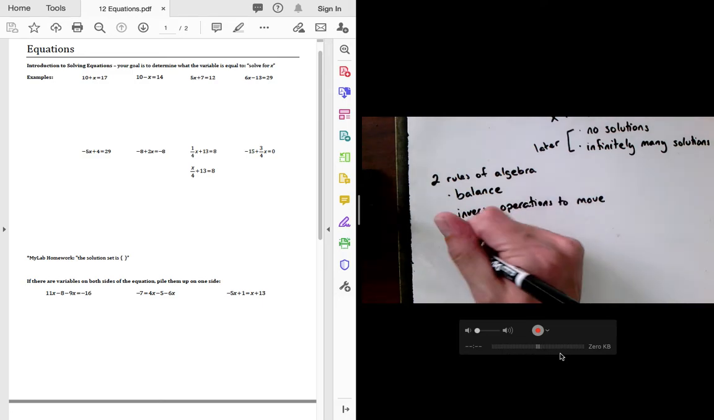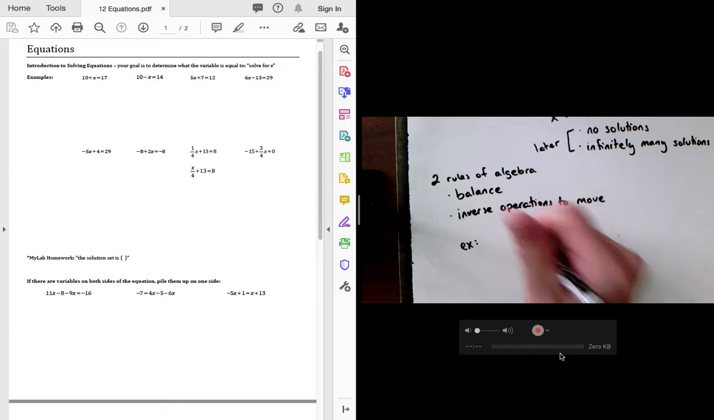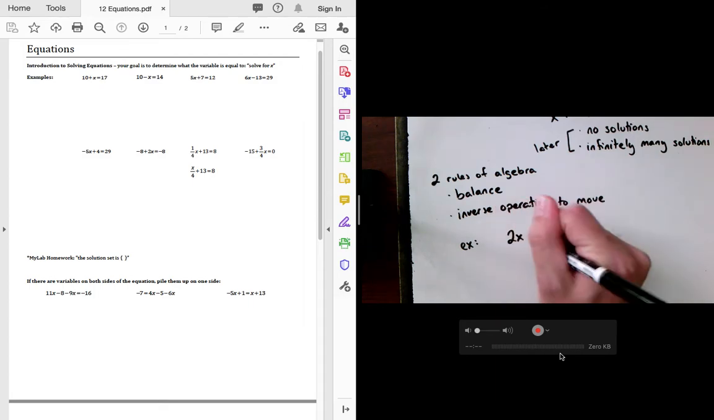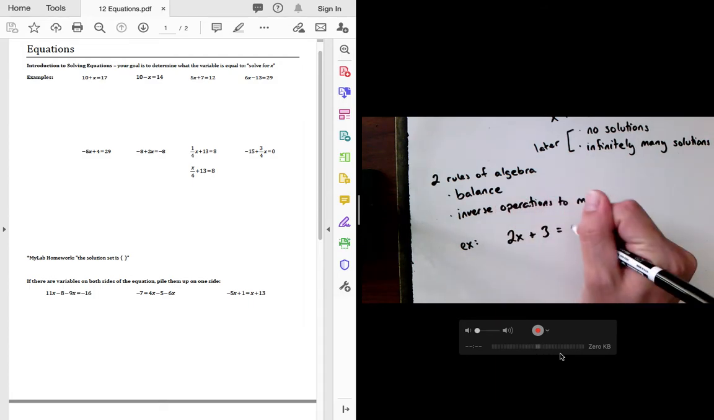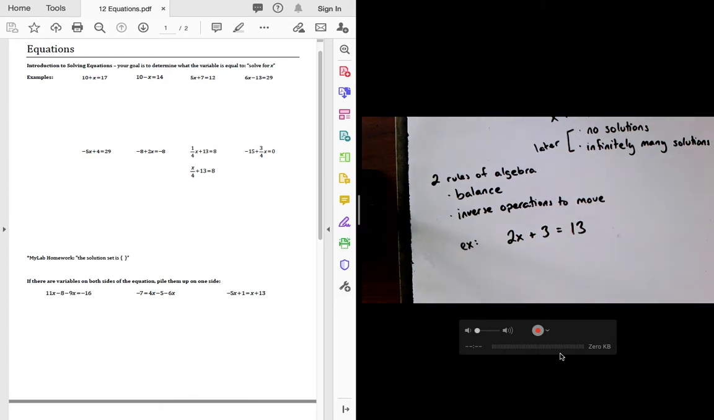So imagine I have a problem like 2x plus 3 is equal to 13. When we see a problem like this, you may be able to run through in your head and say, oh, okay, I can figure out just by plugging in numbers. 1, 2, 3, 4, 5, 6, 7, 8, and so on, until I find out what that number has to be in order for these two sides to balance out.